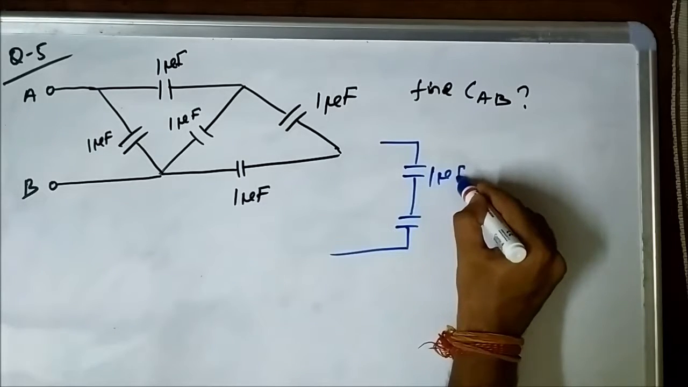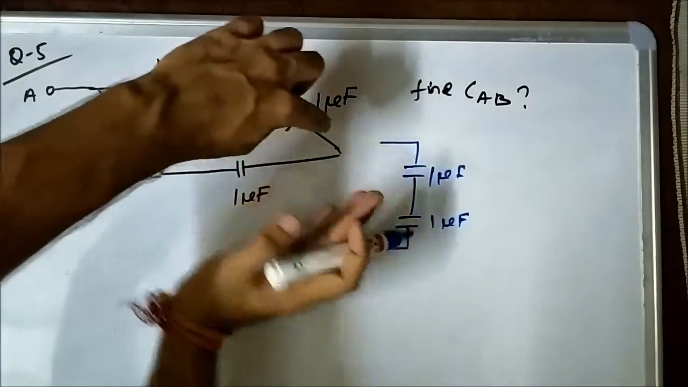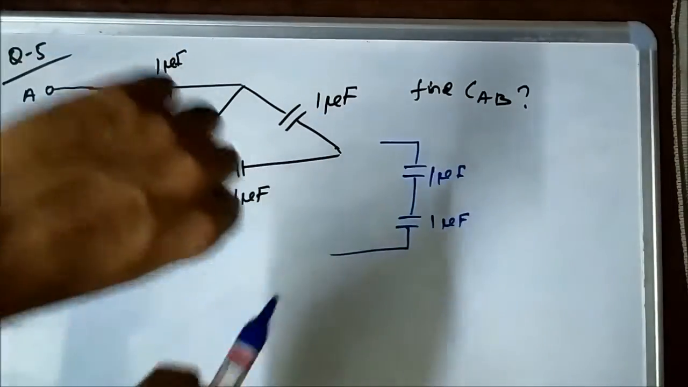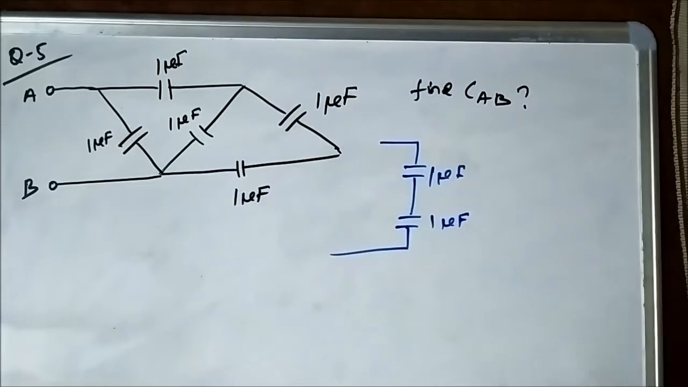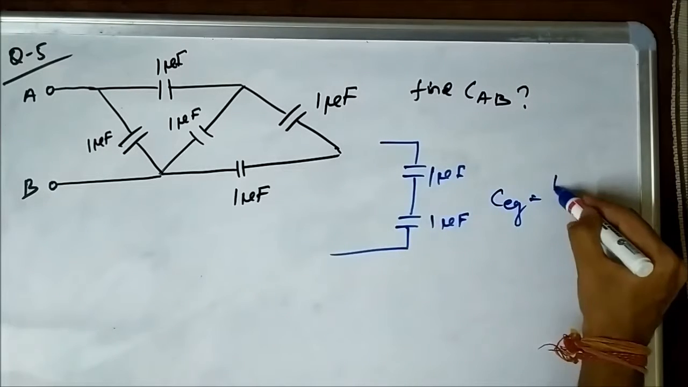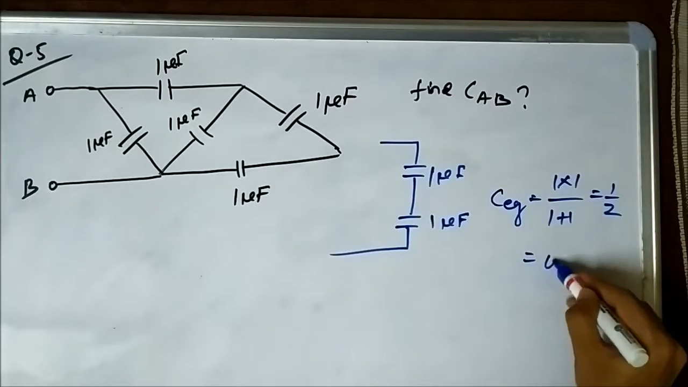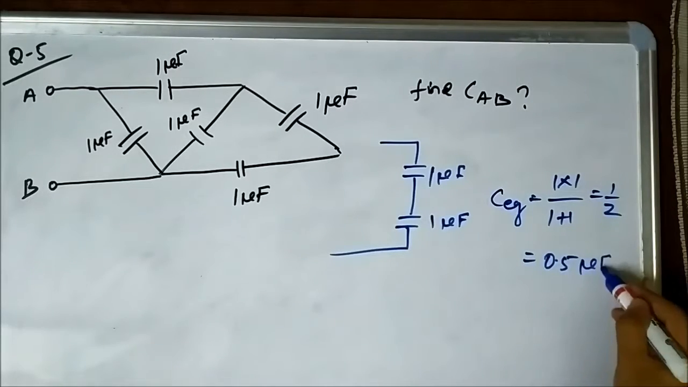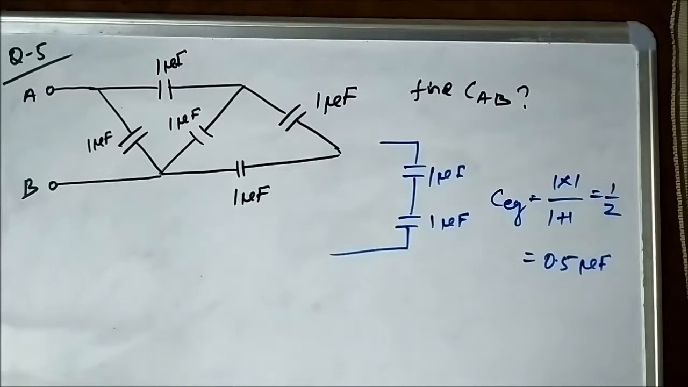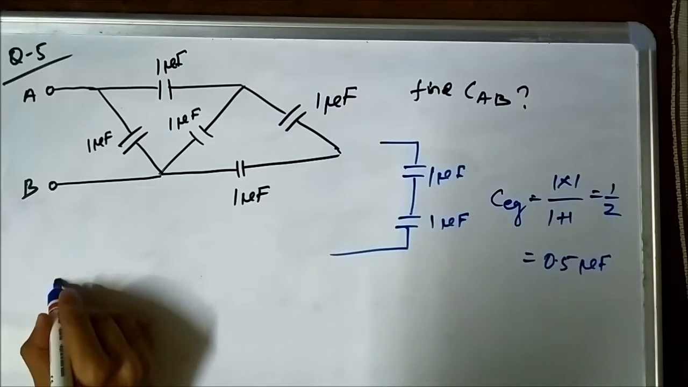1 microfarad, 1 microfarad, this way. It looks like this, but if we just flatten it out, they are actually connected in this way. They're in series, the 1 microfarad capacitors. So the equivalent capacitance will be 1 into 1 by 1 plus 1, which is equal to 1 by 2, equal to 0.5 microfarad, the equivalent capacitance of this combination. So if we simplify the circuit, we will get this shape.